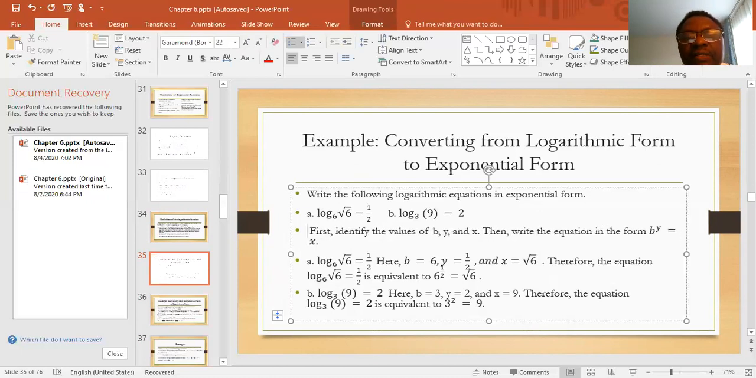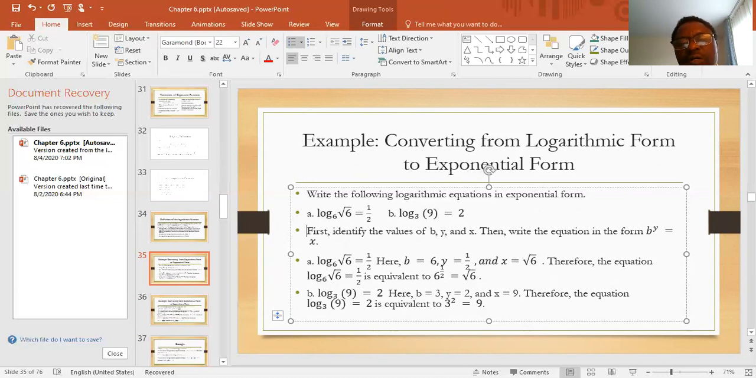Using the basic definition of logarithm, we say that y equals logarithm of x in base b if x equals b raised to power y. So in the first equation, logarithm of square root of 6 in base 6 equals half, where b equals 6 and y equals half, means that x is 6 raised to power half, which is square root of 6. Therefore, the equation is equivalent to square root of 6 equals 6 raised to power half.